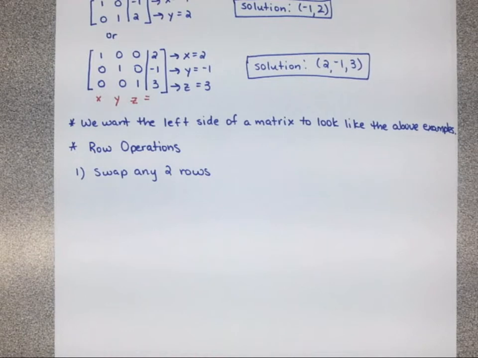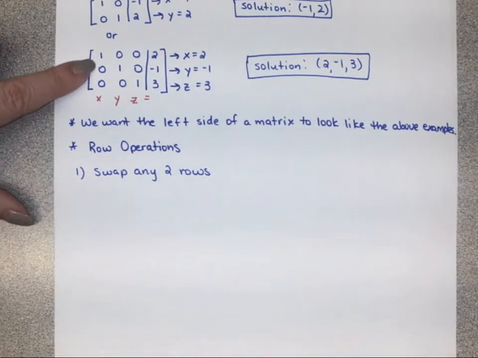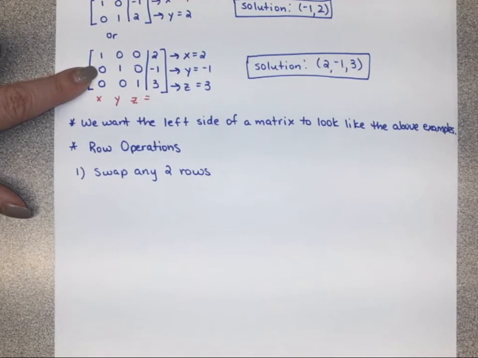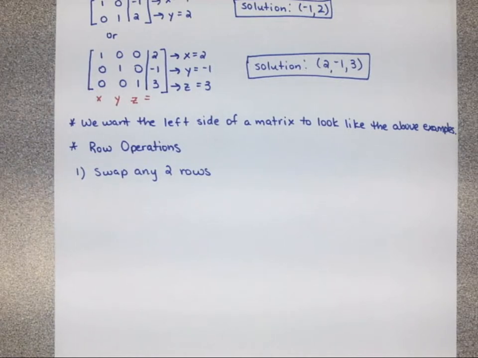Okay? So let's just kind of look up here. Notice if you swapped this row and this row, it wouldn't read any different, right? It would just be that the second row would then tell you that x was 2, and the first row would tell you that y was -1. So it doesn't matter what order they're in. It's nice when they're in alphabetical order, but they don't have to be in alphabetical order, okay?